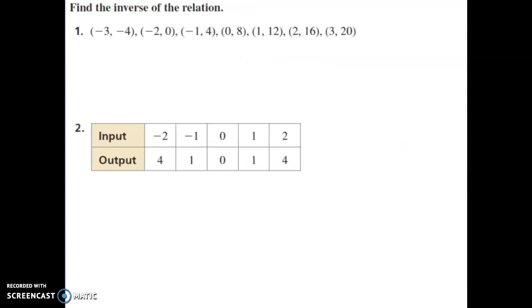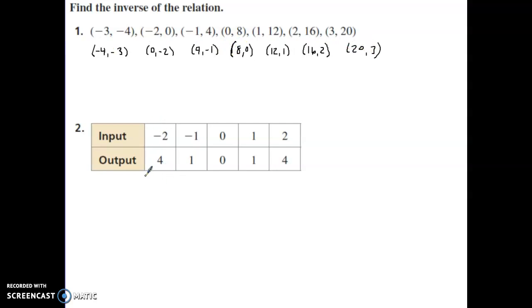Go ahead and take a moment, pause the video, and try these two on your own. We would have negative 4, negative 3, 0, negative 2, 4, negative 1, 8, 0, 12, 1, 16, 2, and 23. And this relation is again a function because all of our inputs are different.